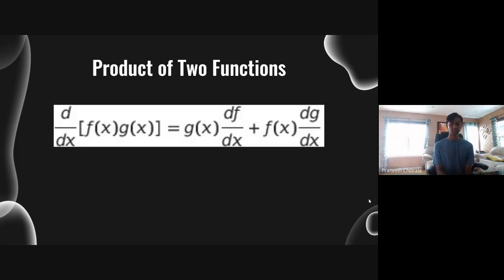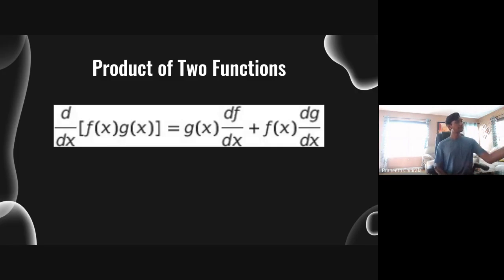Now we have the product of two functions, and this is a little more complicated. Essentially, the derivative of a product of two functions, f and g, is g of x times the derivative of f of x plus f of x times the derivative of g of x.